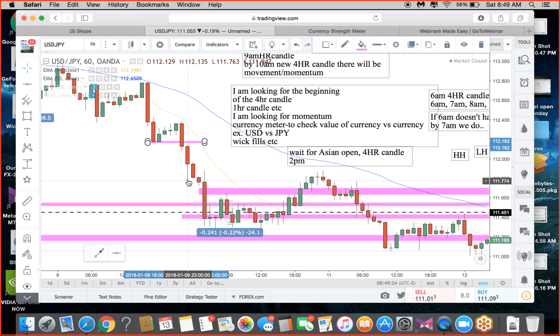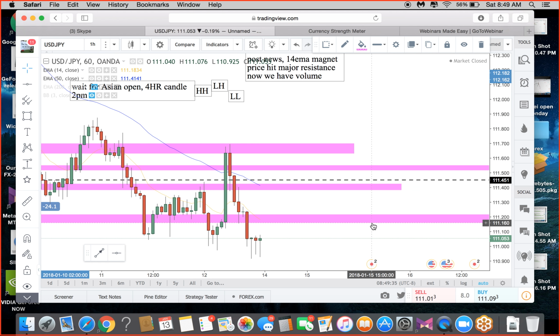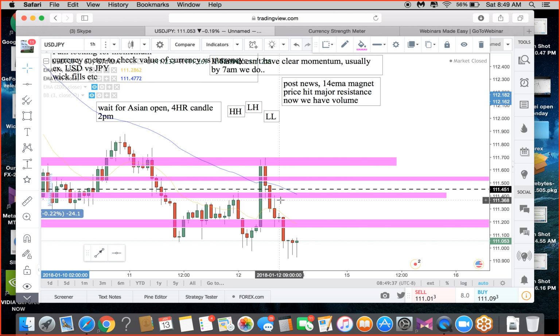By London Open, now we have a 1 hour wick fill. So you see the hour time frame is very crucial. It's extremely crucial. In coordination with the 15-minute time frame, you can enter just off. Many times I enter just off the hour time frame or the 4 hour time frame.